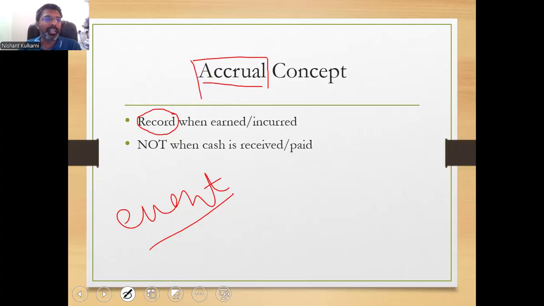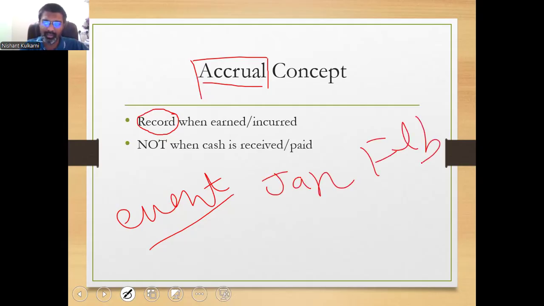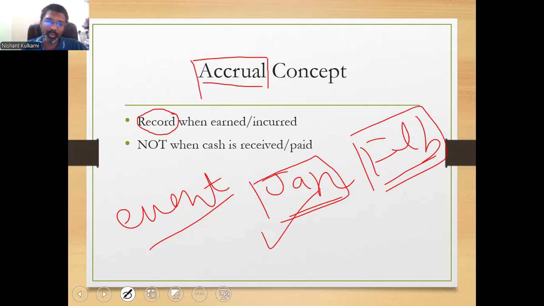Therefore, though the payment is made next month, the expenses are related to this month. Just as an example, I will take January and February. Work is done in January, but payment is done in February, but the expenses will be related to January. That is the accrual concept.